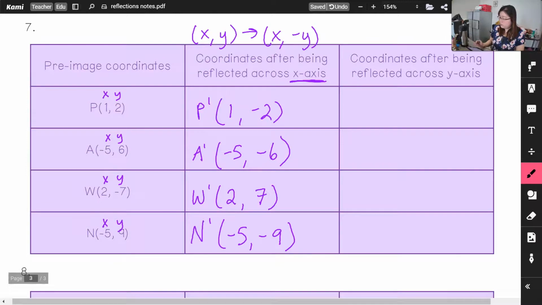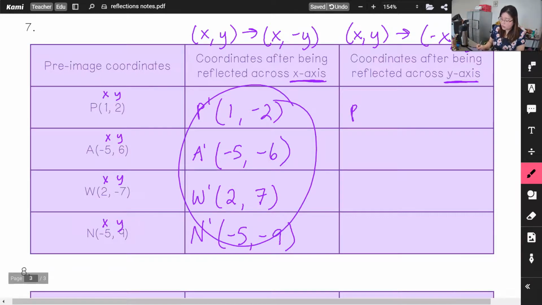Last column is being reflected across the y-axis. So this time the rule, (x, y), x changes signs, y stays the same when we reflect across the y-axis. Okay, whichever letter is inside of the name of the axis, that's the one that stays the same. That's how you want to think about it. Okay, so we're going to use the pre-image coordinates once again. So we're not transforming these. We're using the original coordinates.